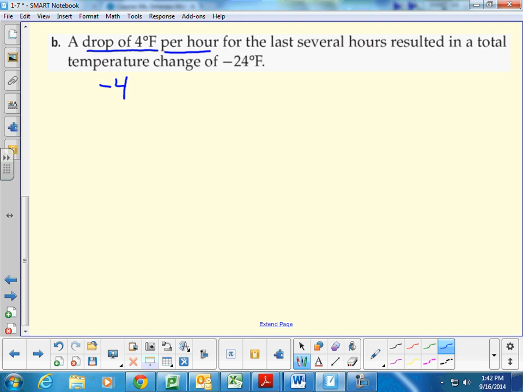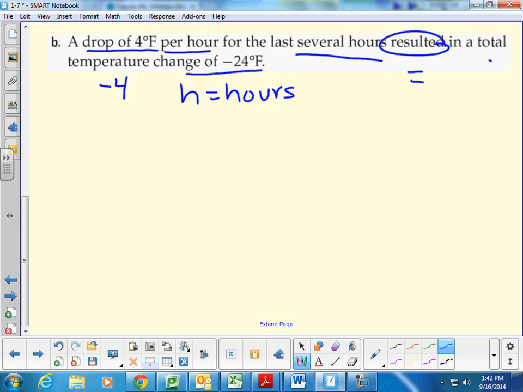And I don't really know how many hours are here. It just says several. So I'm going to have H represent the number of hours that have passed because I don't know that. What else I know is that that resulted in a total temperature change of negative 24. Resulted tells me that something equaled that amount. Okay, so you might interpret these a little different ways, but I'm helping you see how words are interpreted, and that there are different ways to say equals. There are different ways to say times.